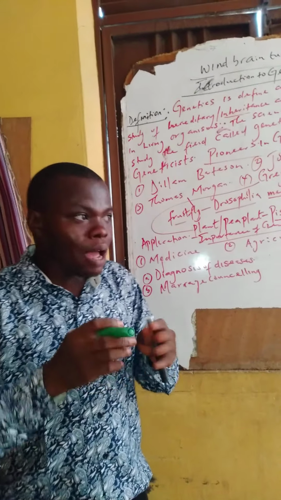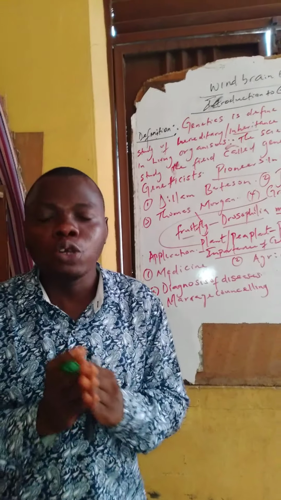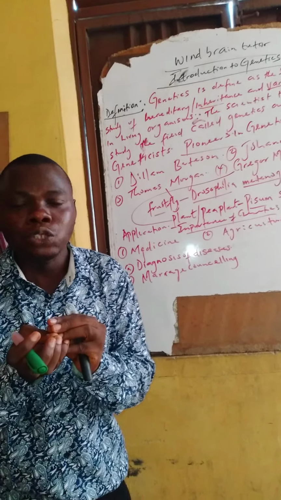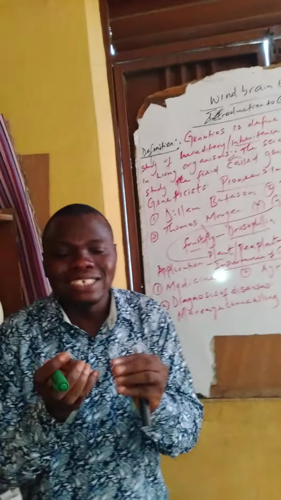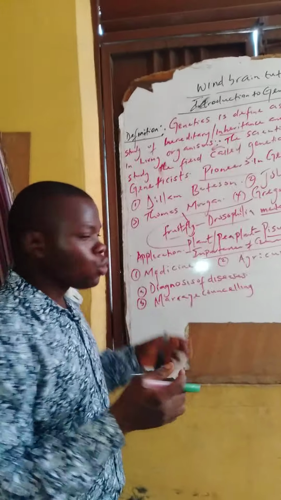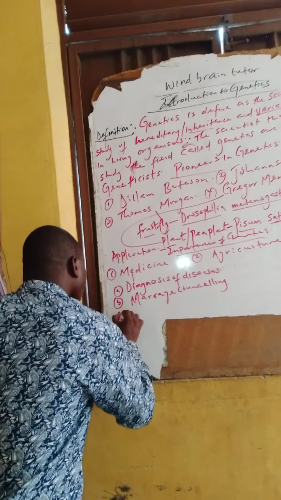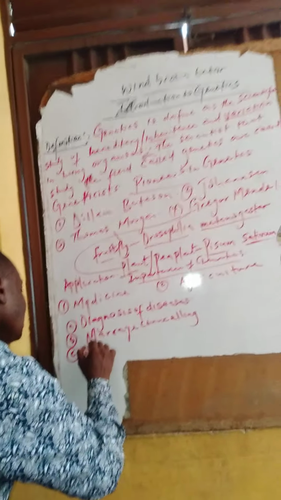The person will not marry that person, because both of them must not have the same genotype. If you look at the AS and the AS, they can give birth to an SS, which is a sickle cell person. So you can use it in the area of marriage counseling. Number 3, you can also use it in the area of determination of paternity.